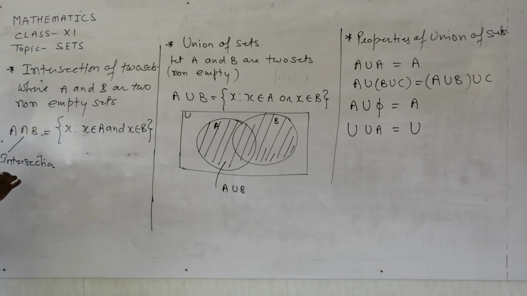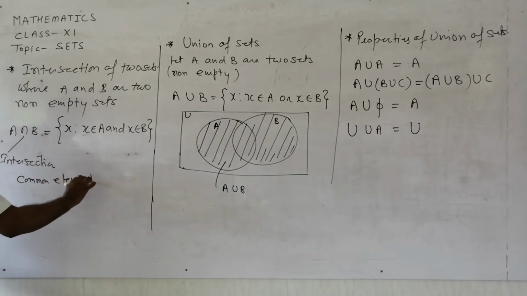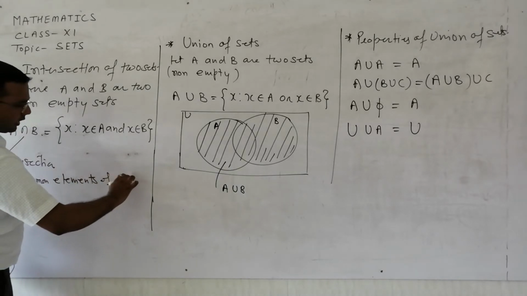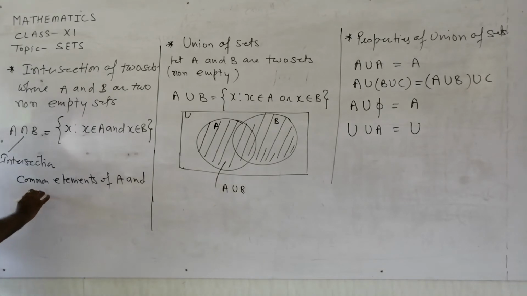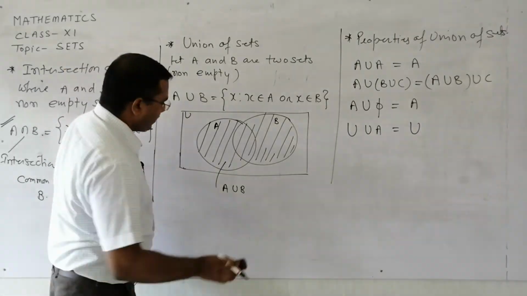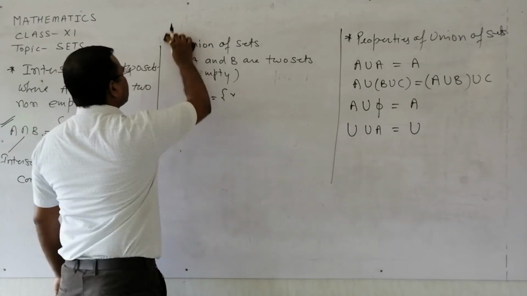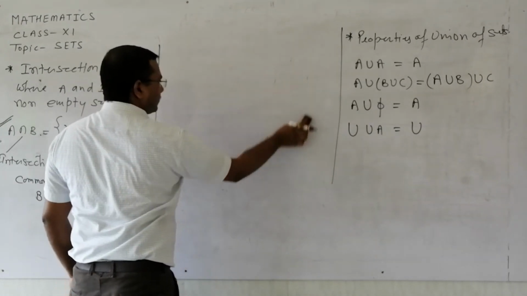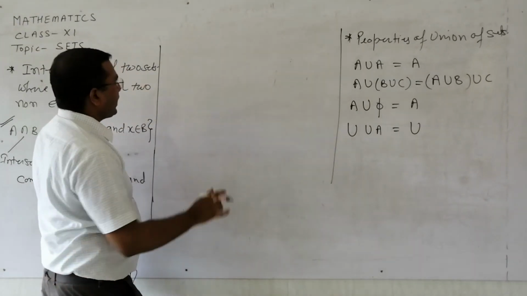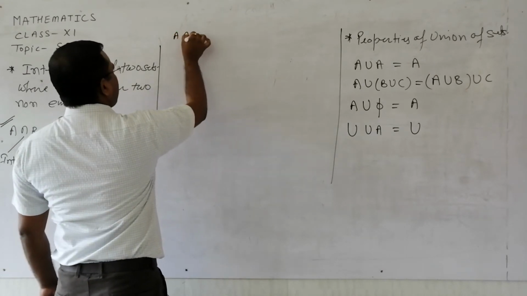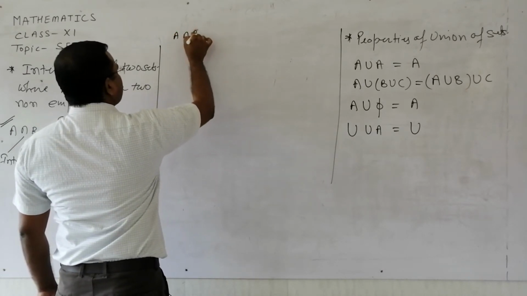In a nutshell we can keep this in mind also: common elements of A and B are called or represented by A intersection B. See now how we will represent this relation using the Venn diagram. Using a Venn diagram, we can represent A intersection B.